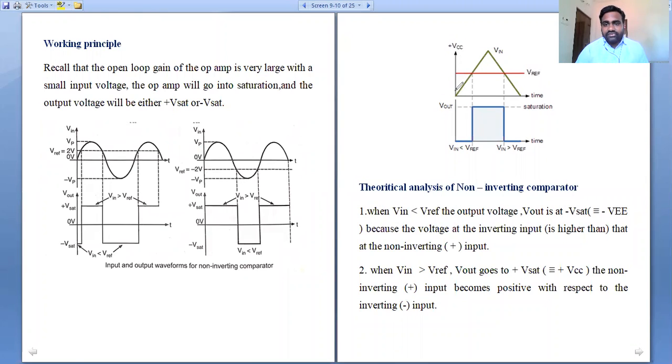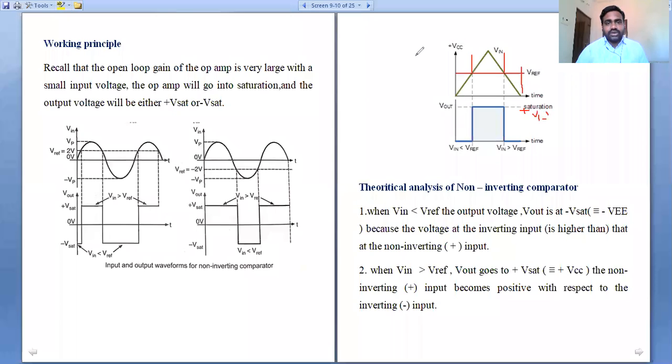From the 0th instant to this instant, the input voltage is less than the reference voltage. That's why the output voltage is low. At the second instant, the input voltage is greater than the reference voltage. That's why here we have plus Vsat. And again at the third instant, the input voltage is less than the reference voltage. That's why we got low output voltage.